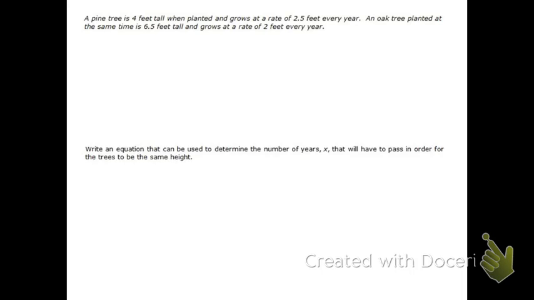First, we have to write out, well, what expression represents what we have? So I'm going to say, well, I have my pine tree. I know it's 4 feet tall when it's planted, so that's not being multiplied or anything. That's our constant. That starts out what we're at. Then I'm increasing at a rate of 2.5 feet per year. So that's going to give me 2.5x. So there's my pine tree expression.